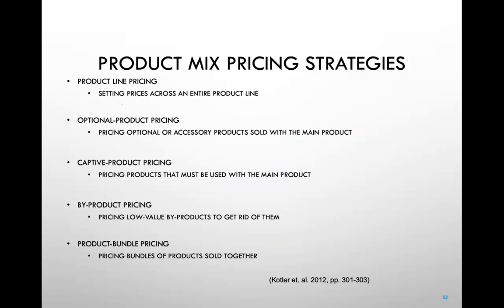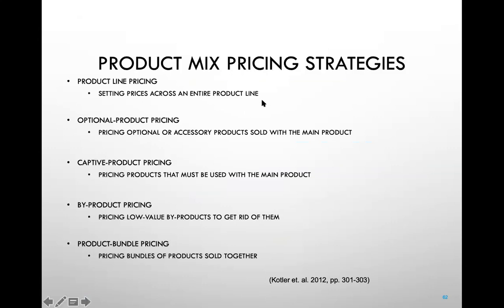Okay, now let's look at these concepts. The first one is product line pricing, where we set the price across an entire product line. So if we refer to the chocolate bar, or if we launch a hotel brand, for instance, we may have standard room, deluxe room, suite room, presidential suite room, and so on and so forth. So we have different prices for those different products.